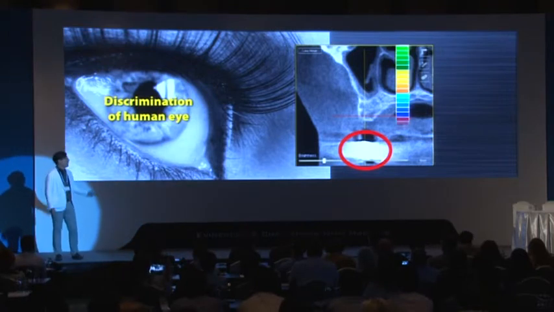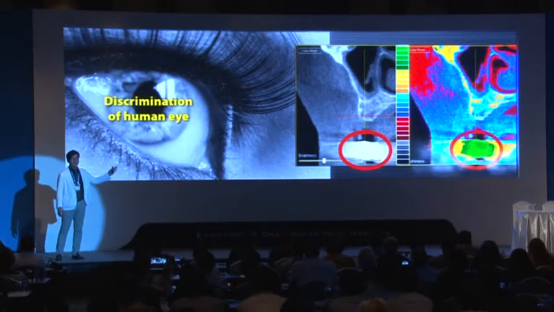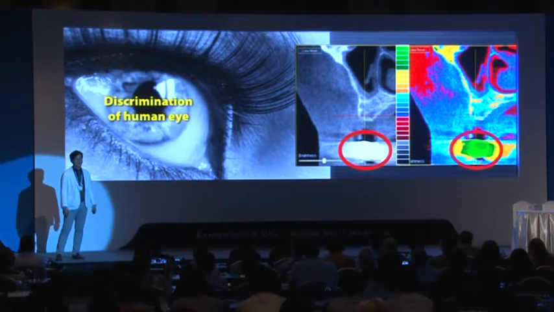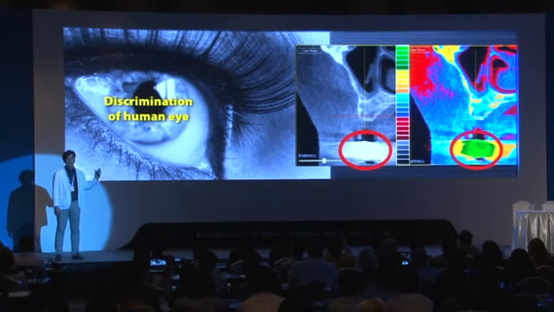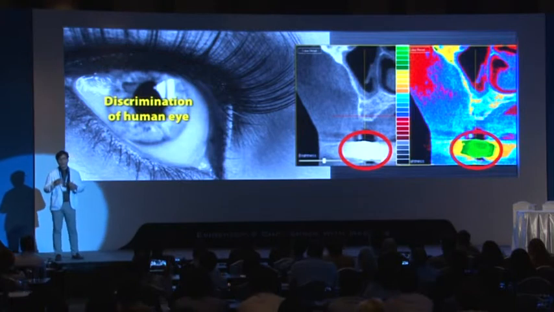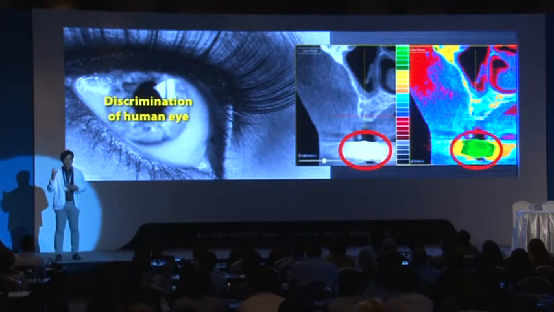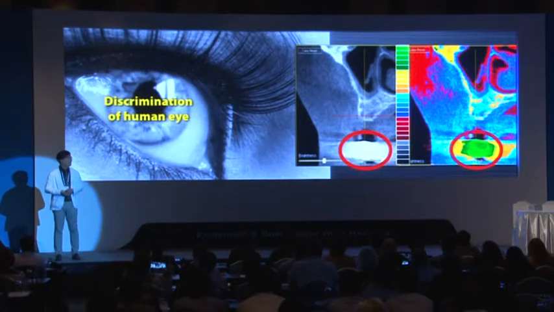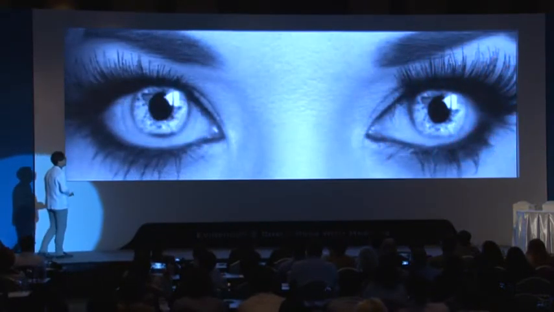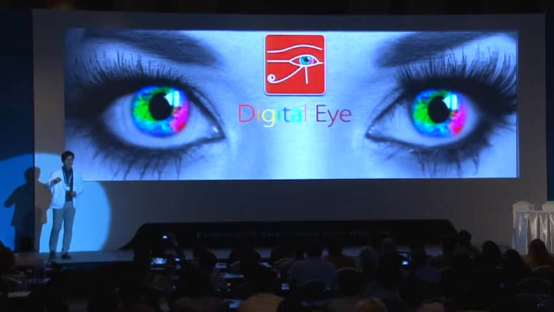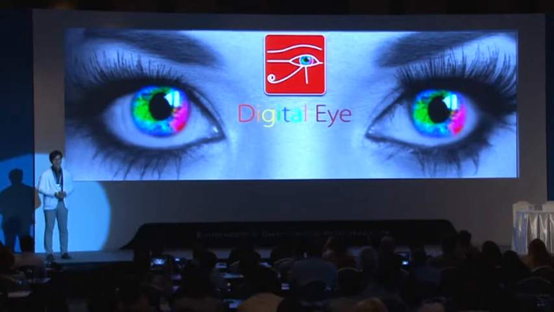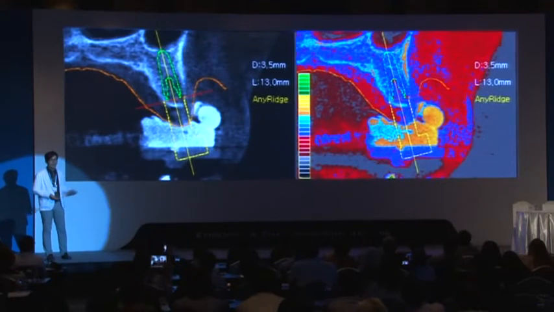But if we code these colors, we can distinguish them like this. So it means using these protocols, we can estimate the bone quality more intuitively. So we call this function a digital eye. In R2GATE, we made this UI, and when you click these icons, you can see the CT color-coded. For example, like this.